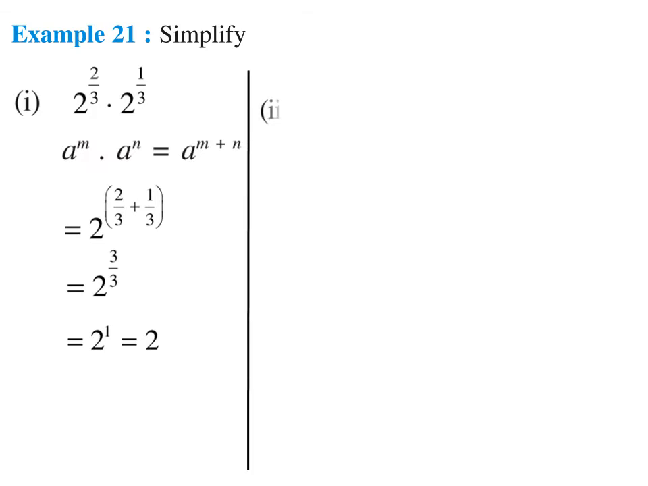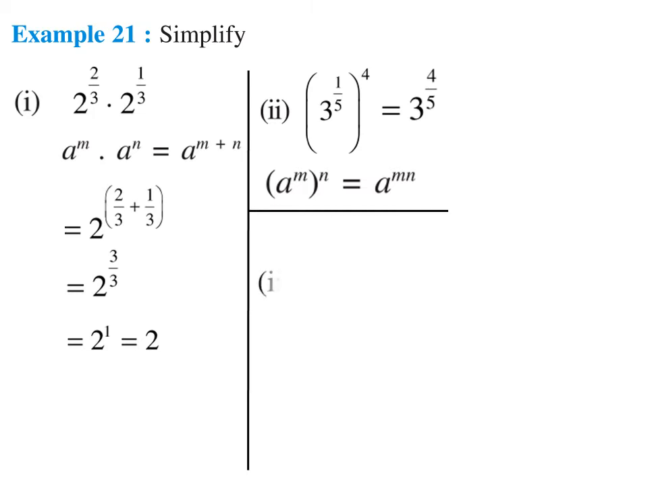The next question, the second one, is 3 to the power 1 by 5, whole to the power 4. Now which property can we apply here? This one: a to the power m whole to the power n equals a to the power mn. So we just have to multiply 4 and 1 by 5. My final answer can be written as 3 to the power 4 by 5. That will be my final answer.